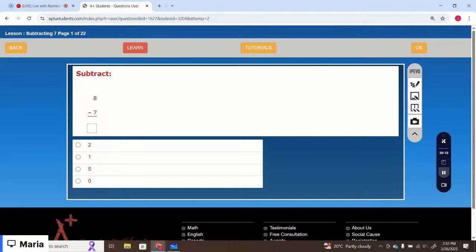8 take away 7, which is the correct option. 8 take away 7 is 1. Option number 2 is the correct option.